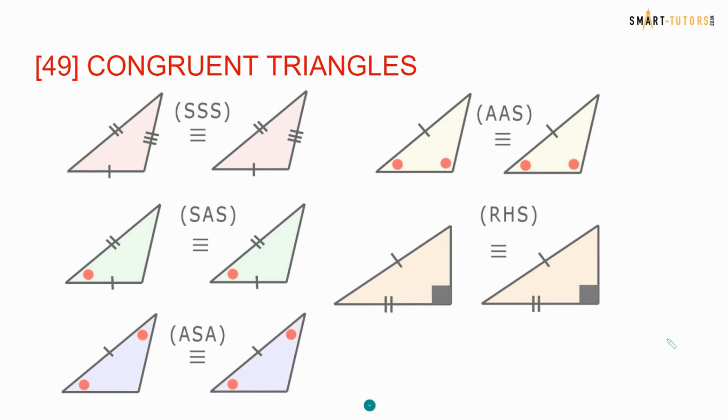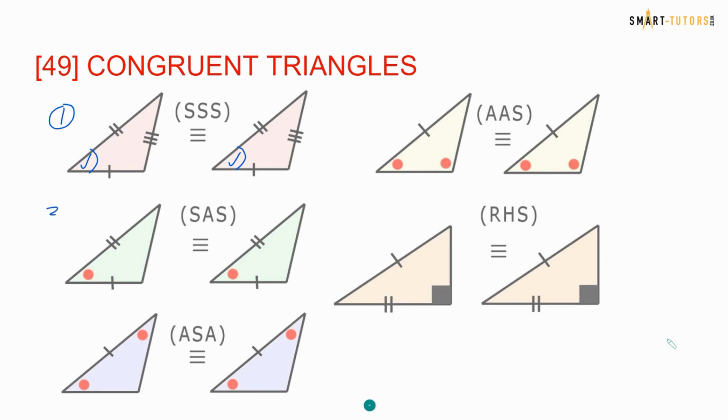Topic number 49, congruent triangles. There are four types of congruent triangles. First, all three sides equal to all three sides. You can prove both triangles are congruent. After the proof, you can say this angle equals this angle, because the triangle properties are six: three angles and three sides. You need three properties to make the congruence proof. The remaining properties will automatically be equal.